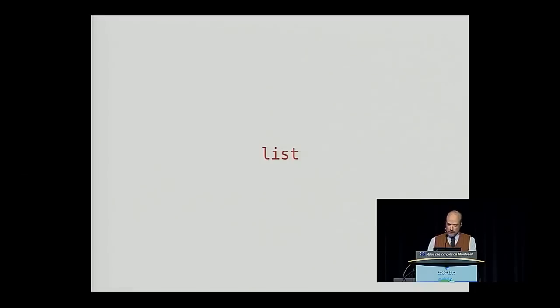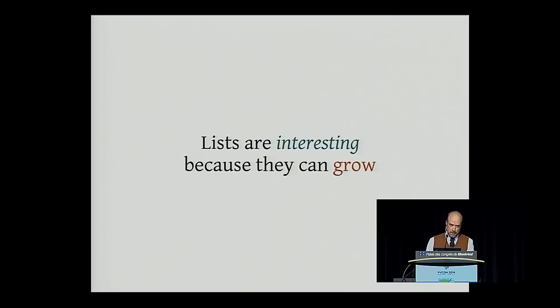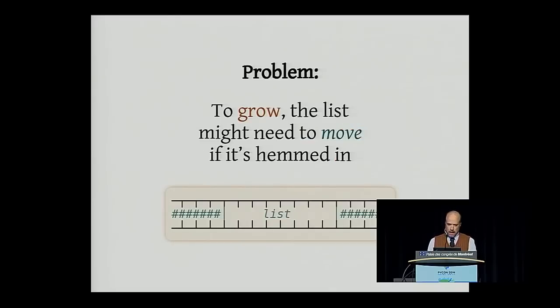The next data structure up is called the list. Lists are like tuples, but they're interesting because they can grow. And the problem is that once you've allocated your list and then probably put some other objects subsequent to it in memory, it's hemmed in. It has data already allocated on both sides of it in that array of your computer's memory, and it would now need to move if it needs to grow by another element because there's no extra room.